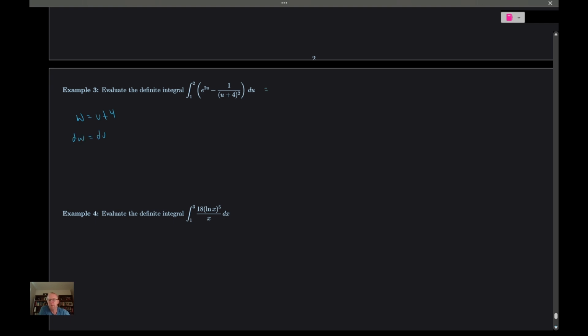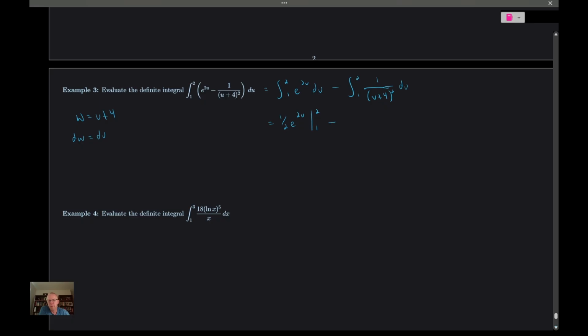And so let's split this one up. Integral from 1 to 2 of e to the 2u du minus the integral from 1 to 2, 1 over u plus 4 squared du. So we can do this one. If you need substitution, maybe you could use it, but we're just going to divide by the derivative of this. So 1/2 e to the 2u, and you can check that if you need to, evaluated from 1 to 2.